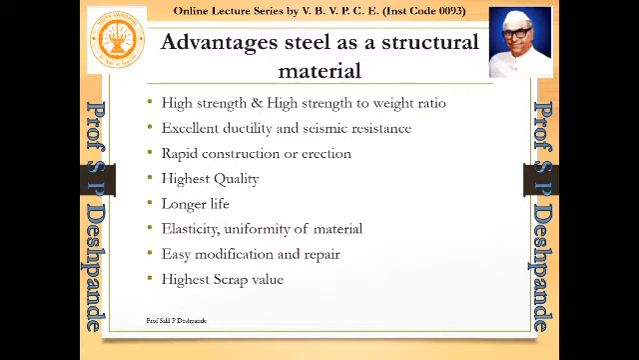Now because steel is manufactured in the factories, the components are fabricated in the workshops under strict supervision. The quality of steel structure is very good. Okay, so it has high quality. Again, it is very durable, so it has very long life. Then it is an elastic material, and not only elastic, but it has a good uniformity. That means throughout the element, the strength remains the same. The strength does not change from point to point.